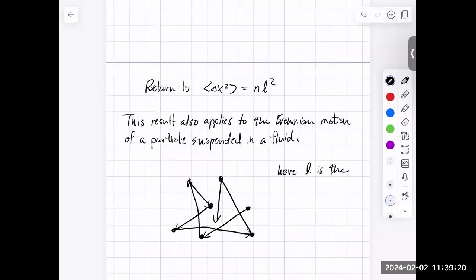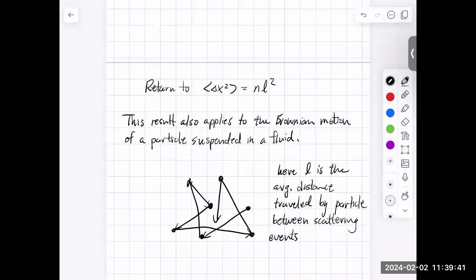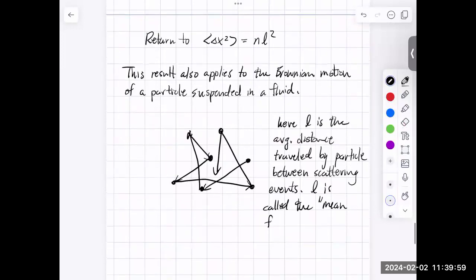Okay, so here, L is the average distance traveled by our particle between scattering events. This L is called the mean free path. L is called the mean free path.